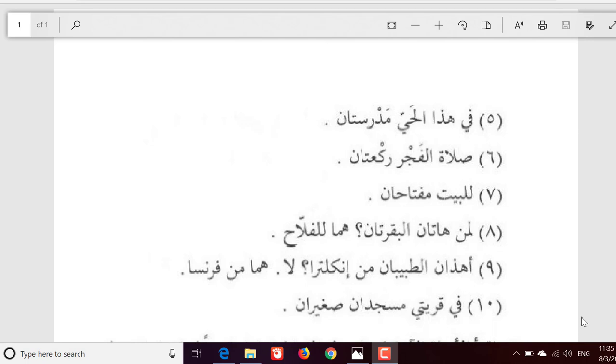Now, as we're getting into numbers, what's important to understand is that the numbers 1 and 2 are treated like adjectives. They're treated like tawabi'. By saying that, I mean that when you use the numbers 1 and 2, they're going to follow whatever you're counting. Okay? So I would say, for example, Baytun wahidun, Sayyaratun wahidatun.